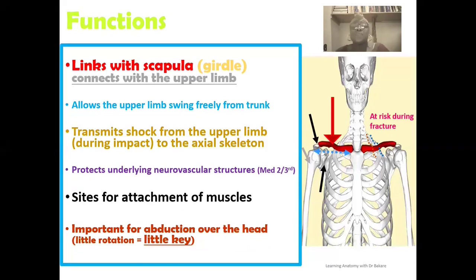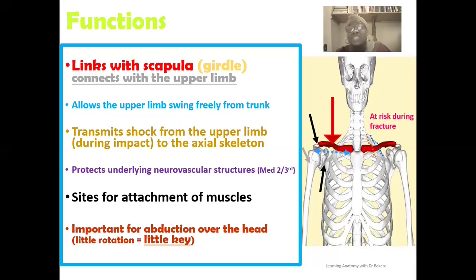And this is particularly when the upper limb is abducted over the head. There is an abduction process whereby the upper limb is taken away from the body. And when this abduction occurs over the head region, the clavicle plays a very important role in this action. There is a little rotatory action that is exhibited by the clavicle. And this action is the basis onto which the clavicle is referred to as a little key.